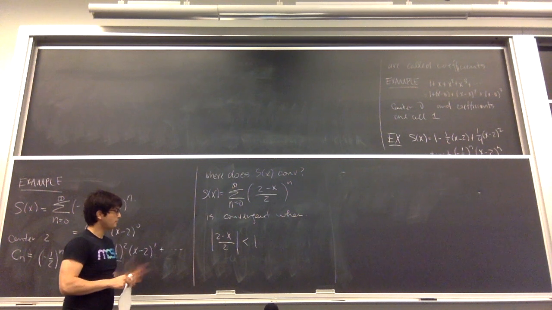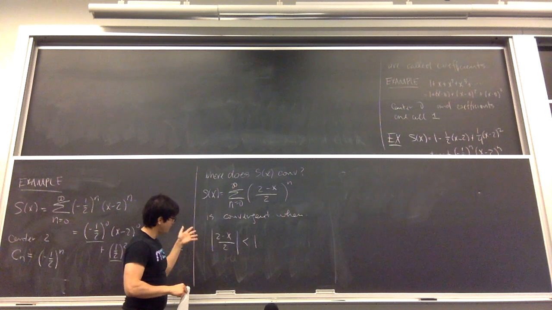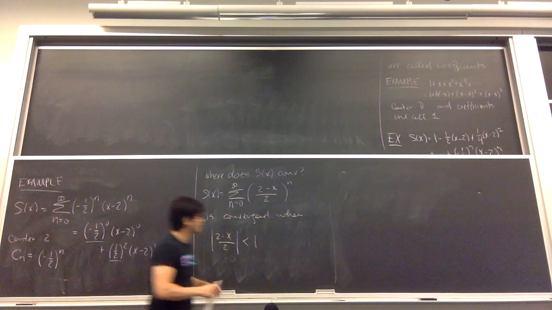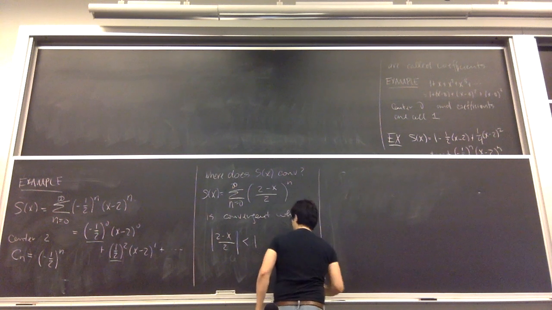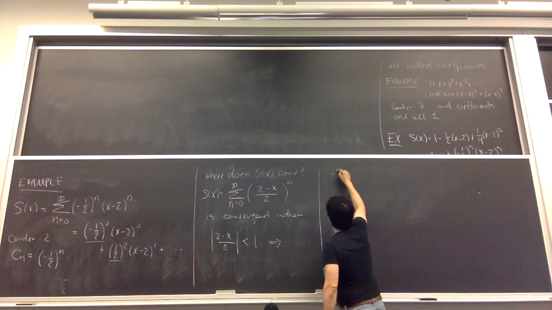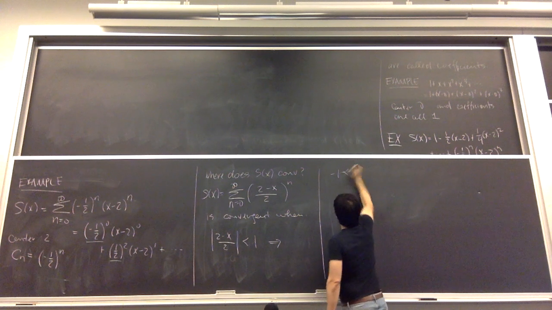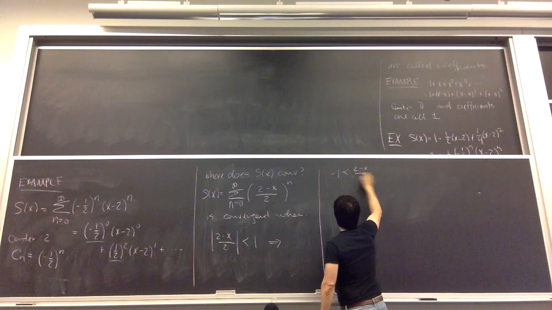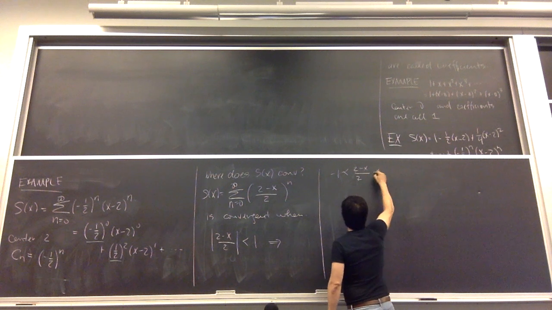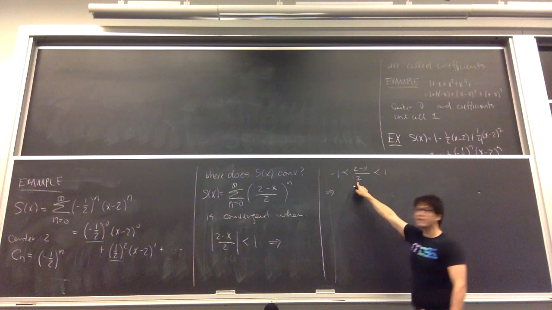Okay. So how do I now resolve this? Well, I'll walk through it. So if we have that, we need that the absolute value of 2 minus x over 2 is less than 1. This means that we have that minus 1 is less than 2 minus x over 2, which is less than 1. Everyone get me from here to here?